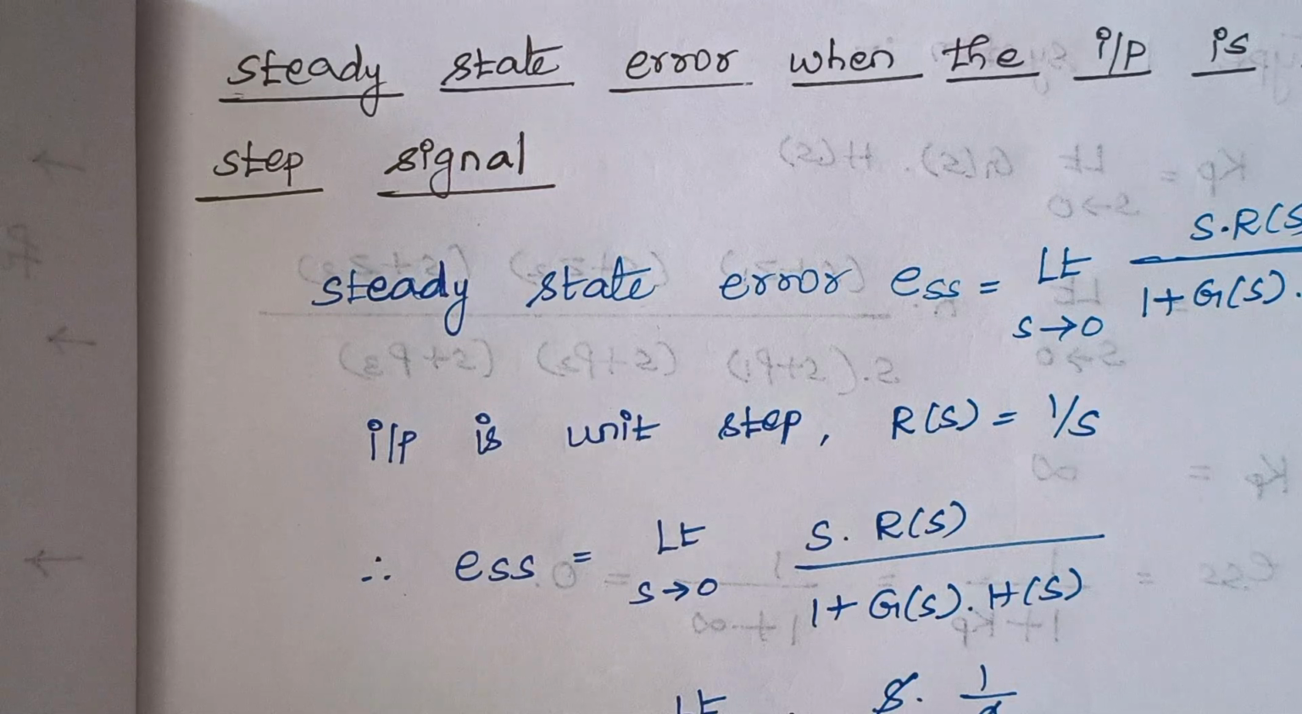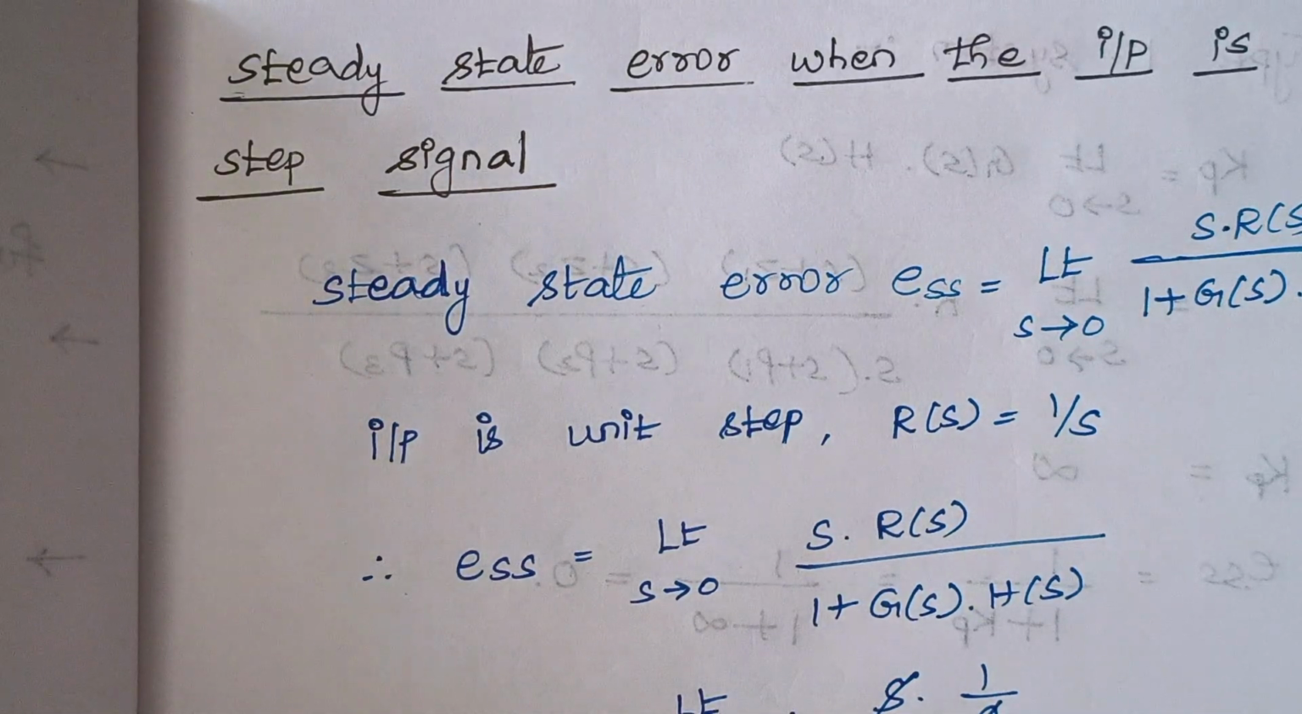Today we are going to see the steady state error when the input is step signal derivation. To start with, you must know what a steady state error is. To know this, kindly check the link in the description below. Now we will start the derivation.